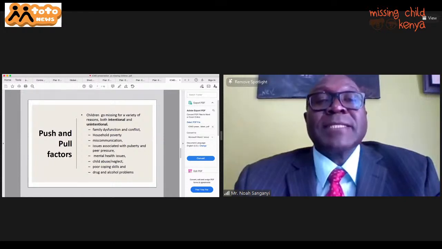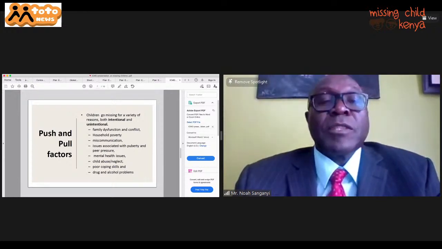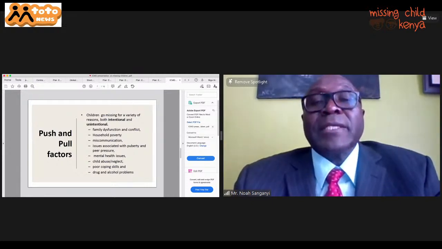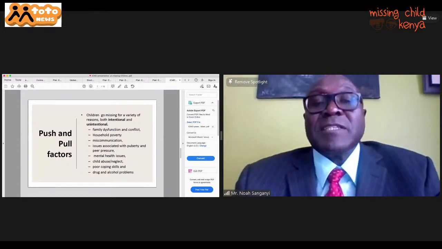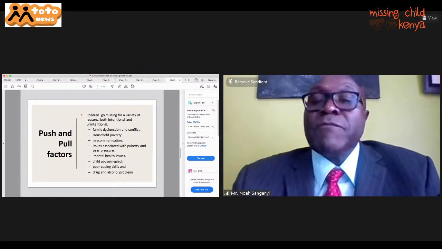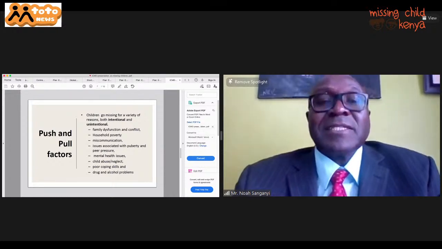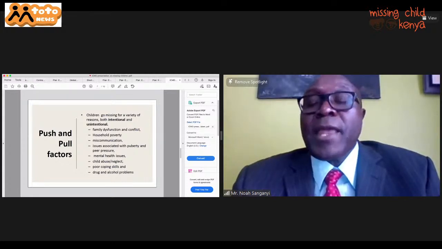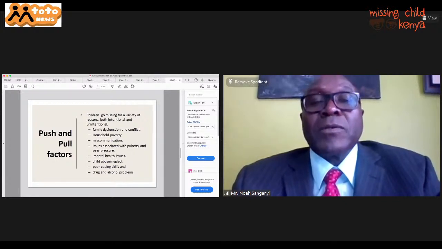Push and pull factors. Our moderator has said that we will try, as much as possible, to give information on the push and pull factors. And there are various areas, various regions. Some of them are intentional, some of them are unintentional. Family dissatisfaction, conflict. It is true when families are not functional, then children are the greatest victims. And this is where a child will disappear from home and loiter all around.